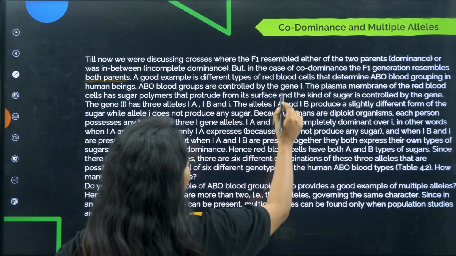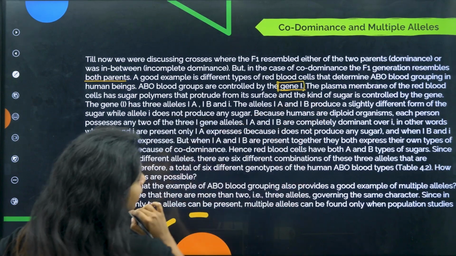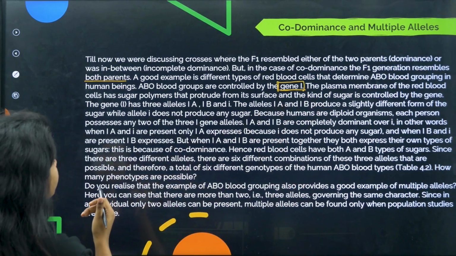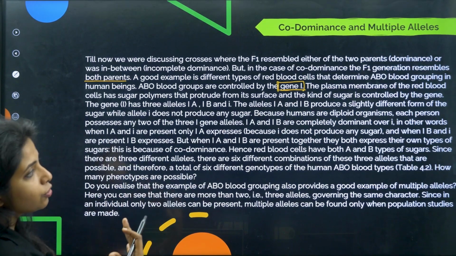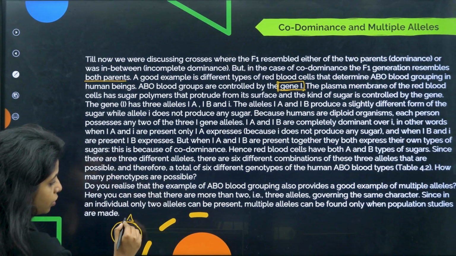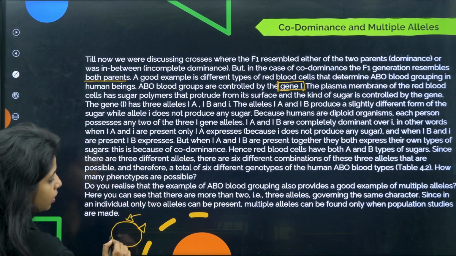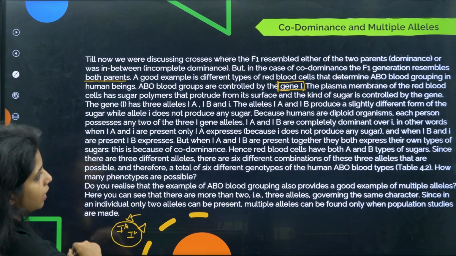ABO blood groups are controlled by gene I. Name of the gene was what? Gene I. The plasma membrane of the red blood cell has sugar polymers that protrude from its surface, and the kind of sugar is controlled by the gene. So, as I said, from the plasma membrane there are sugars protruding, and these sugars are controlled by what gene does it have? Does it have IA? Does it have IB? And things like that.